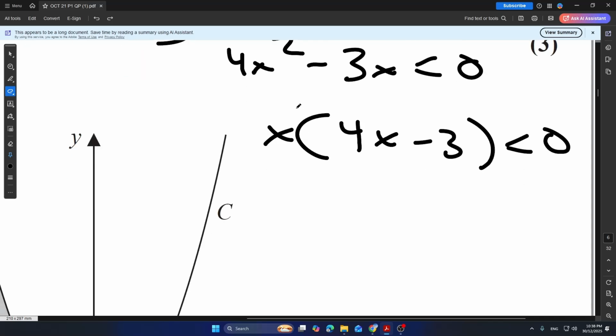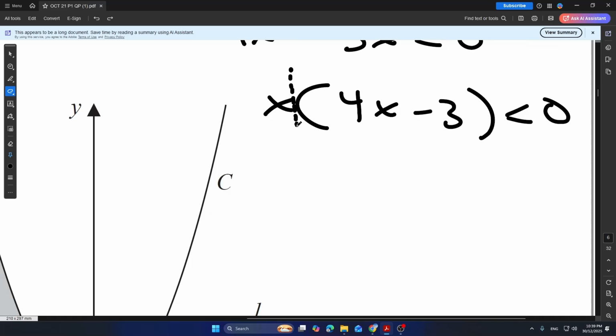Now, we need to split these two into 2 parts. If we are splitting these two, we usually have this rule that one of them will be greater than 0, and one of them will be less. In this case, this x will be greater than 0. We need to flip this. Wait. Let's not get into complicated stuff. Let's split this into 2 parts first, and let's focus on the 4x minus 3. So 4x minus 3 is less than 0.